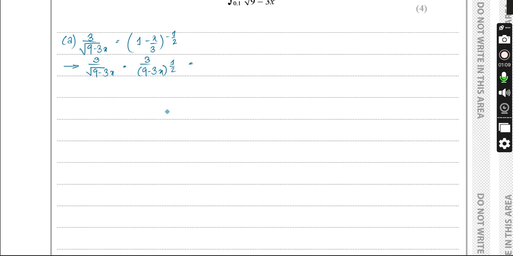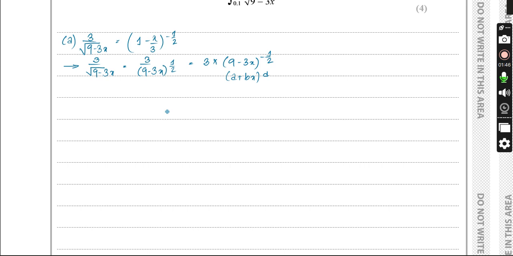If I change it into the multiplicative form, or if I multiply the denominator with the numerator here, the polarity of the indices or the power will change. It was positive half here, this will become negative half. If you look at this expression that we have just formed from 3 by root over 9 minus 3x, the 9 minus 3x to the power minus half is in the form of a plus bx to the power d, where a is not equal to 1.